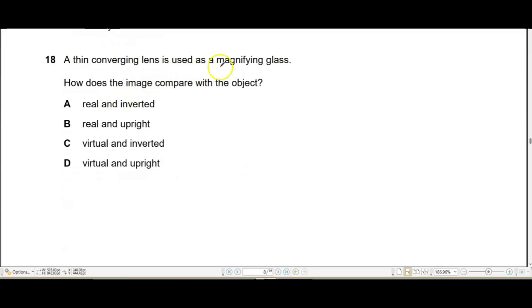18. A thin converging lens is used as a magnifying glass. How does the image compare to the object? Obviously, if something is being magnified, the image is going to be enlarged. And the properties of the image formed by a thin converging lens used as a magnifying glass are that it's virtual, it is upright, is on the same side as that of the object, and enlarged as well. So these are the properties.